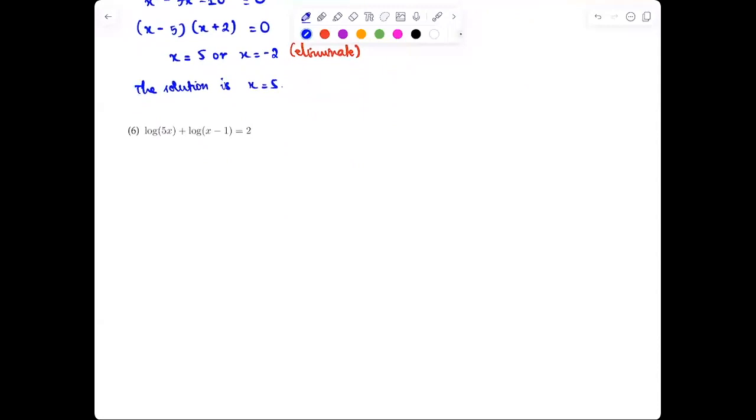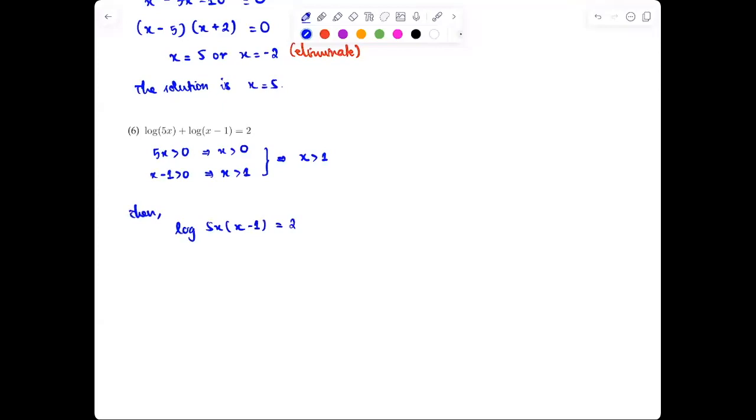So again, first of all, you need to find the domain of the functions. You have x greater than 0 and x greater than 1. Combine them together. You have the domain of the equations to be x greater than 1. Okay. Now, the next step is to combine the two terms on the left-hand side together. And you get log of 5x times x minus 1 equal to 2.